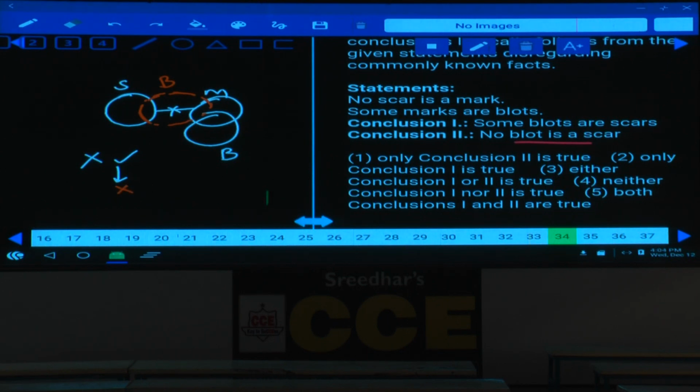As the previous conclusion is false, now we need to check out the affirmative conclusion which was false earlier, because alternate diagram proven, isn't it? Now what is the first one here? Some blots are scarce, now it has become true. Hence when the first conclusion is true, second will be false. When the second is true, first will be false. Between these two, one must always follow, but both cannot happen at the same time. Hence it is the case of either 1 or 2, choice 3. Clear now? Question number 34, it is choice 3.